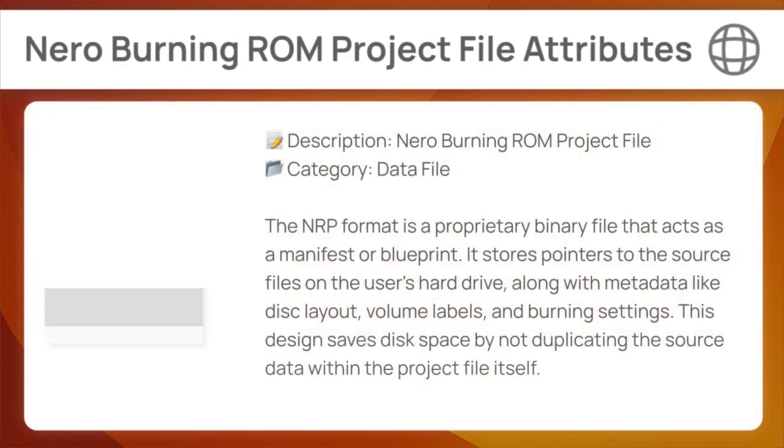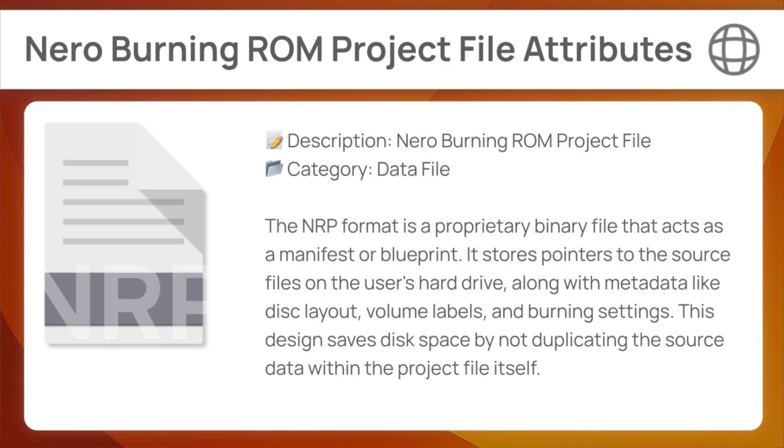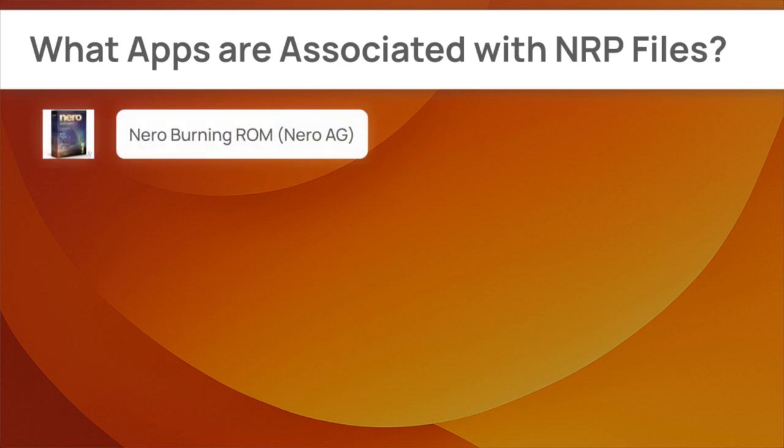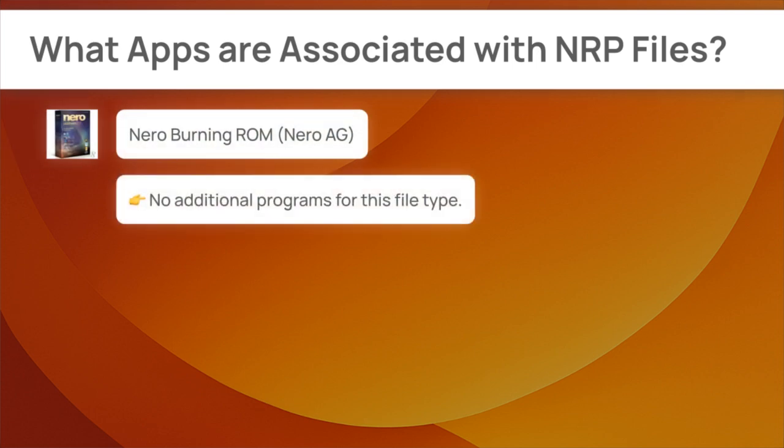The NRP format is a proprietary binary file that acts as a manifest or blueprint. It stores pointers to the source files on the user's hard drive, along with metadata like disk layout, volume labels, and burning settings. This design saves disk space by not duplicating the source data within the project file itself. The developer of Nero Burning ROM, Nero AG, created the original specifications for NRP.